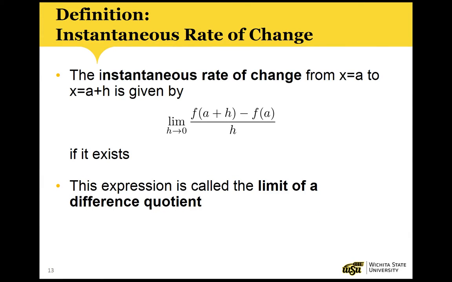An instantaneous rate of change at the point x equals a is given by the limit of our difference quotient, the limit of the average velocity as h approaches 0. So as the time interval that we are calculating our average velocity over becomes smaller and smaller, we approach this instantaneous measurement.